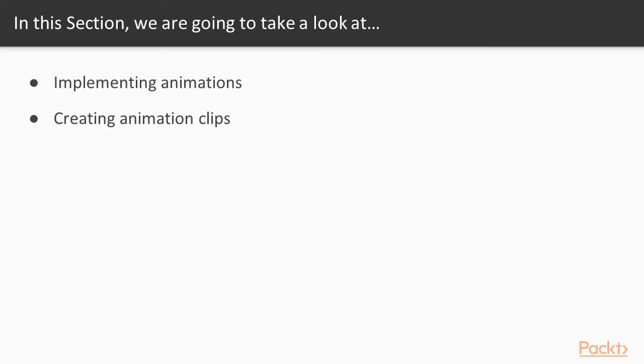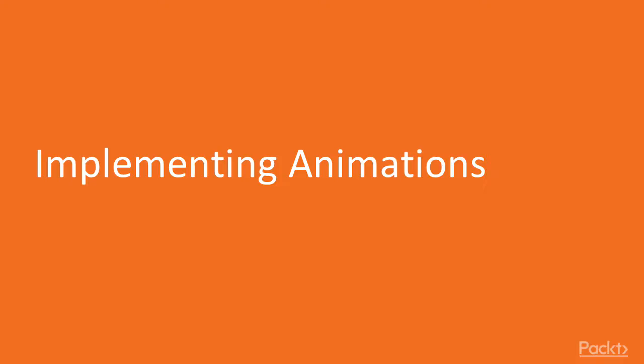In this section, we will explore animations and how to implement them in the Unity 5 game. Specifically, we will assign animations to visually define our character's behavior, such as with idle, jump, and walk. Also in this section, we will create animation clips from within the Unity 5 game engine. Let's get started with implementing animations.